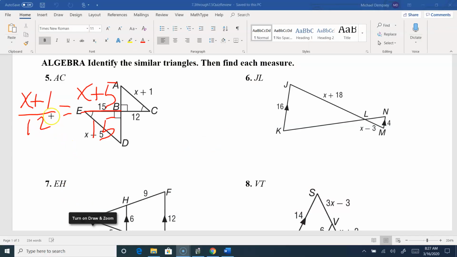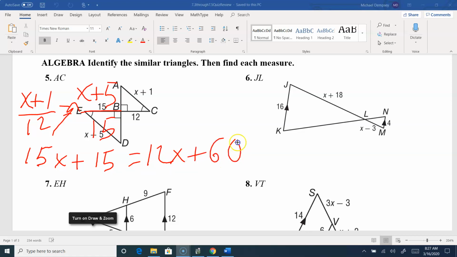Okay, so I have (x + 1)/12 equal to (x + 5)/15. That x + 5 is down here. So when I cross multiply this, remember this 15 has to be multiplied by both of these. So that's going to give me 15x + 15. And then we multiply 12. So we have 12x + 12 times 5, which is 60.